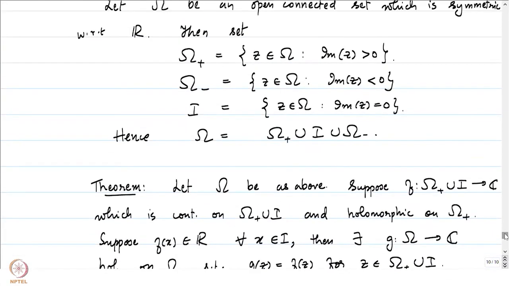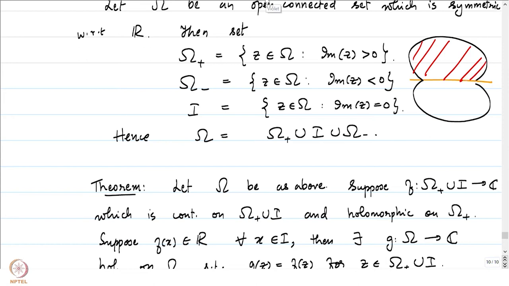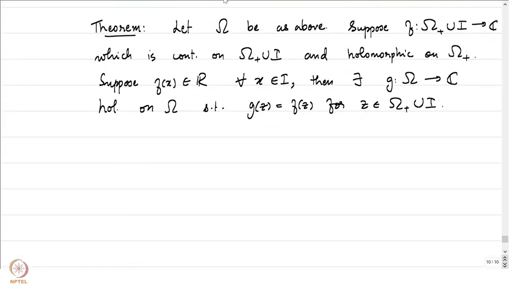Let us just draw a picture. No pictures were drawn yet. So, suppose this is our real line which I am now drawing in say orange, and our domain is something like this. Then a symmetric domain will be something like this. Omega plus will turn out to be the region I am shading in red in the upper half plane, and the violet is the region omega minus. And our theorem tells us that, if the light green part is I, and if there is a function which is holomorphic on red and which extends to the region in green, then we will be able to extend it to the entire omega. So, this is a very powerful extension theorem in the setting of complex analysis. Let us give a proof of this statement.